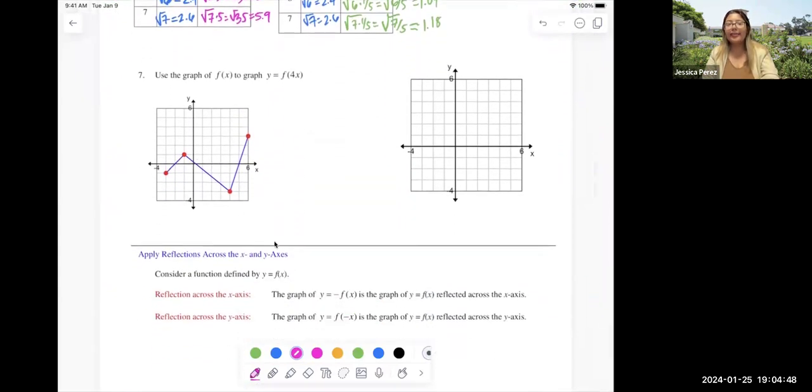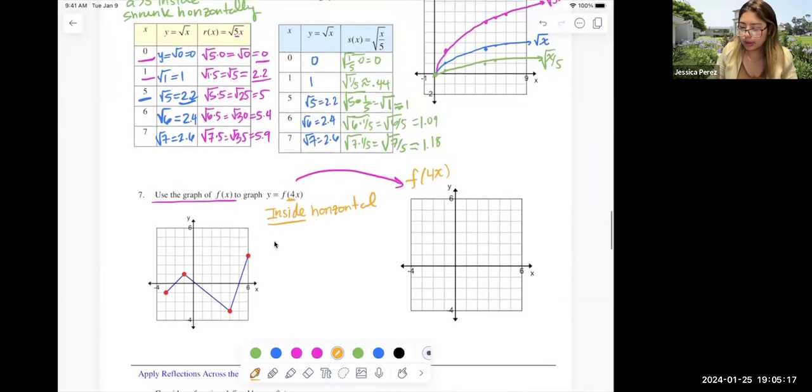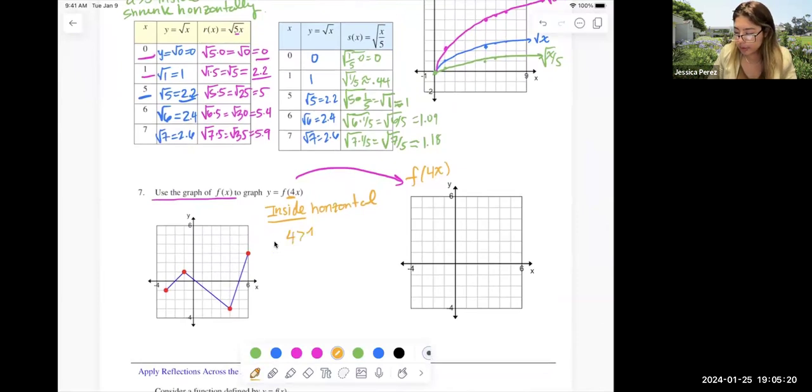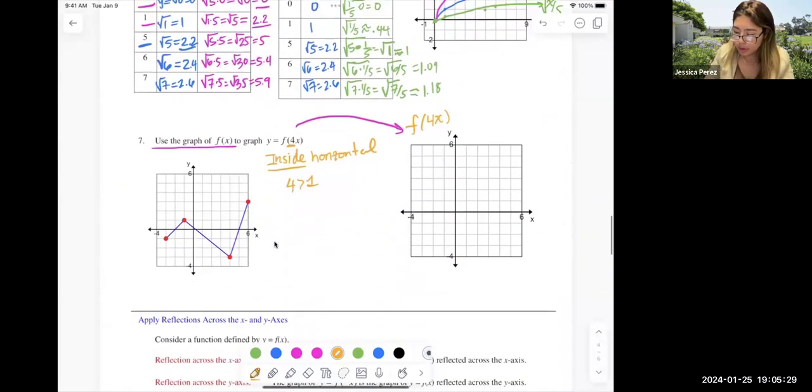Okay. All right, so the next thing we want to do is use the graph that we have to graph f of 4x. So first, what do we notice? We know that the 4 is on the inside, so this is going to be a horizontal either shrink or stretch. And what did we learn? Because 4 is greater than 1, what does that tell me? It's going to shrink horizontally.